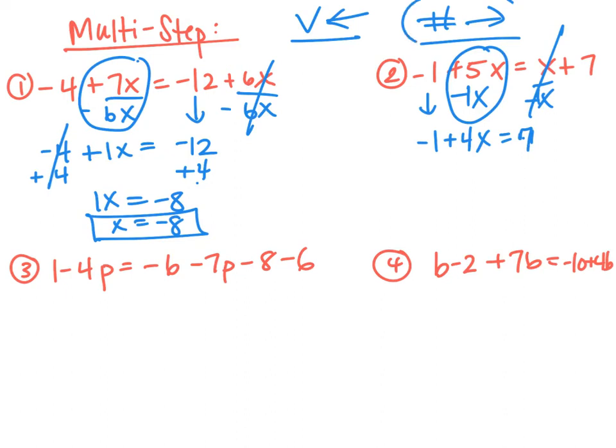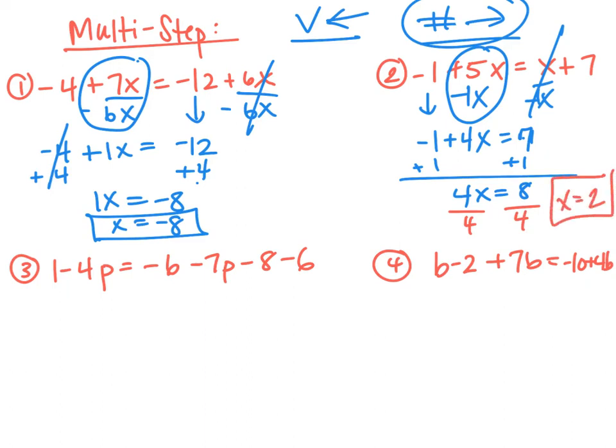Then you want to get your numbers to the right side. So we add 1 because it was negative. You get 4x equals 8. And now we have a one-step equation. You just divide by 4 because it's being multiplied by x. And 8 divided by 4 is 2. Okay? Now again, equations are something you should have learned last year. So if you didn't learn those, this is what I'm wanting to go over. If you did learn them, I just want to give you a refresher.